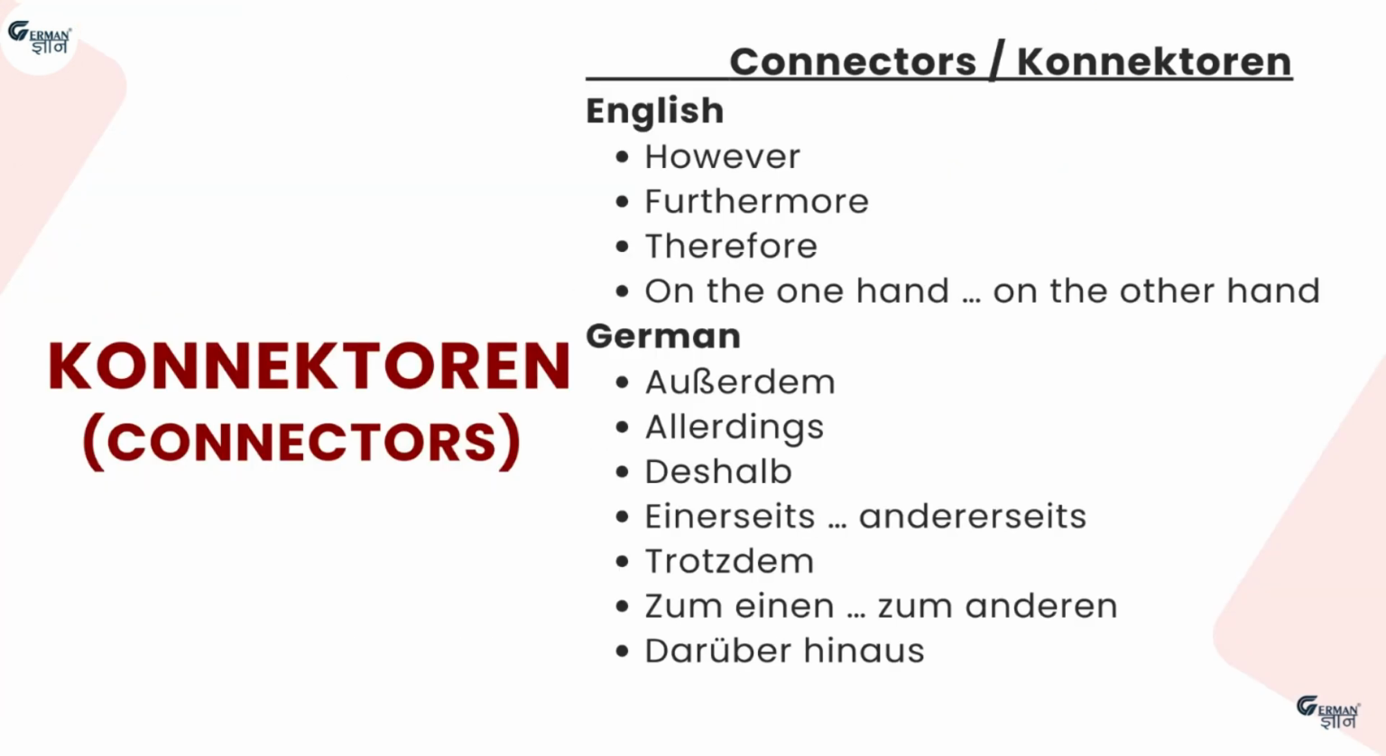Now comes the main body, that is the Hauptteil. So this is where you can explain details using the connectors. For example, außerdem, allerdings, deshalb, einerseits, andererseits, then trotzdem, then zum einen, dash dash, zum anderen, then darüber hinaus. So basically try to use the connectors depending on which level you are. For example, if you are in B1 level or B2 level, then you have to use zweiteilige Konnektoren.